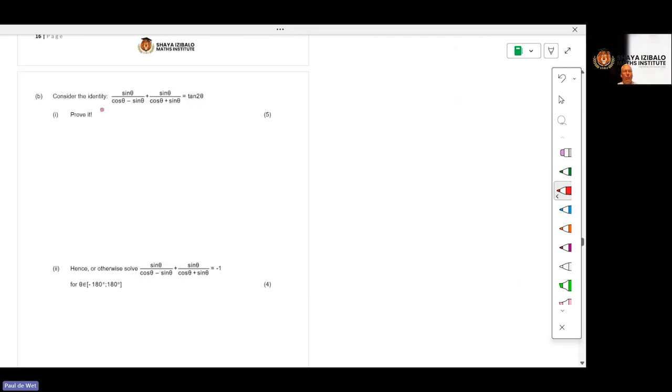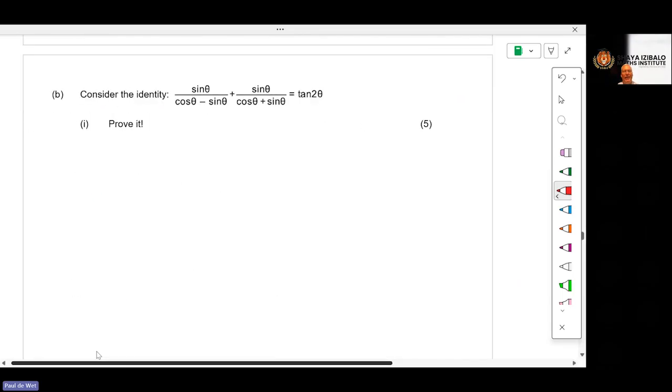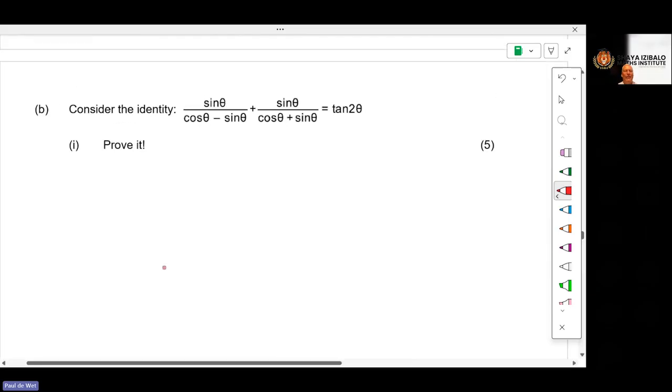Okay, now proving identities. I love them. I really love identities. I prove the left side. Left hand side, okay?